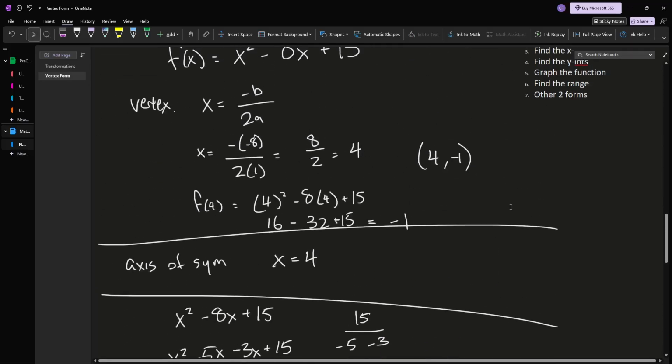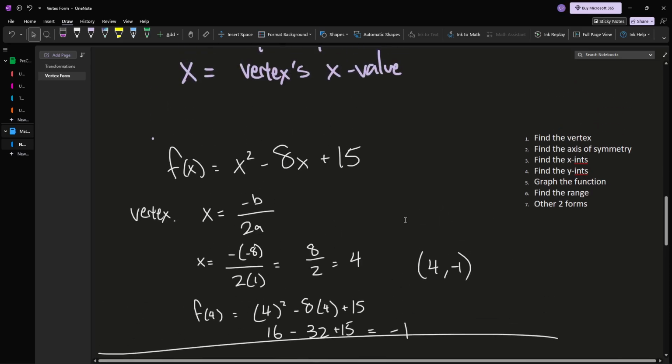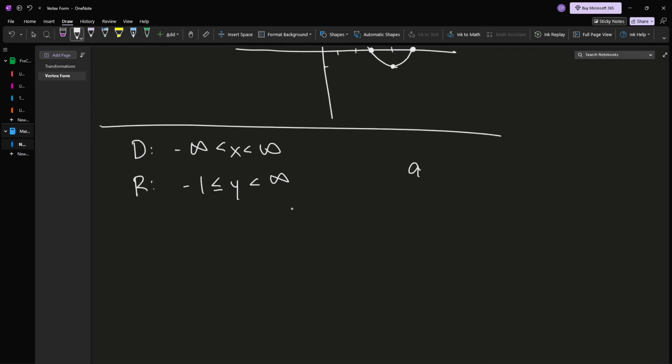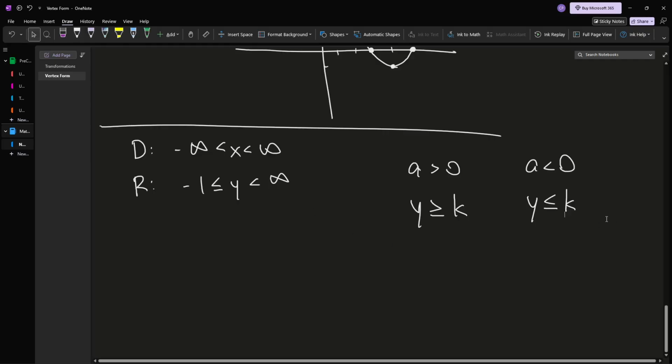So I found my vertex, and how do I know if I'm flipped or not? I see my a value. My a value here is positive 1. Since a is positive, I know my range, my y, must be greater than or equal to my k value. If a is negative, my range must be less than or equal to my k value, because it must be flipped and k is my maximum. You could test this out in Desmos and try out different a values and see what happens to my function.